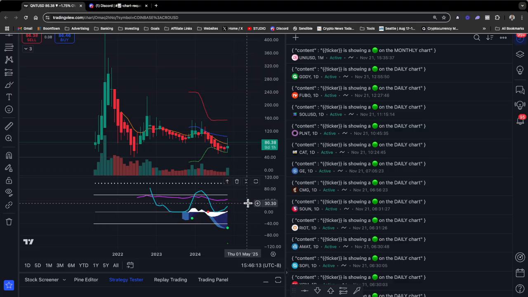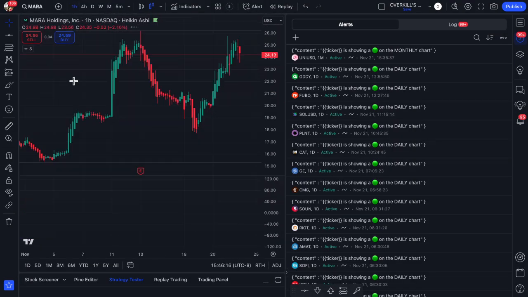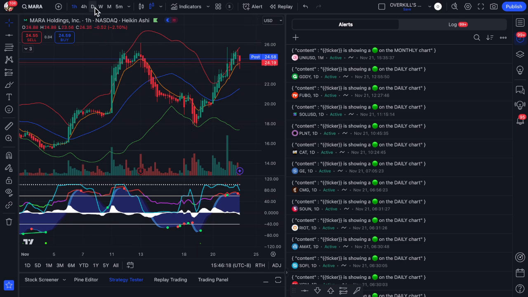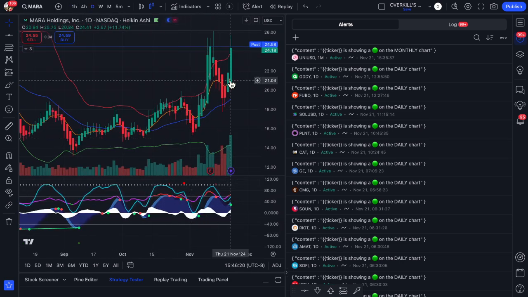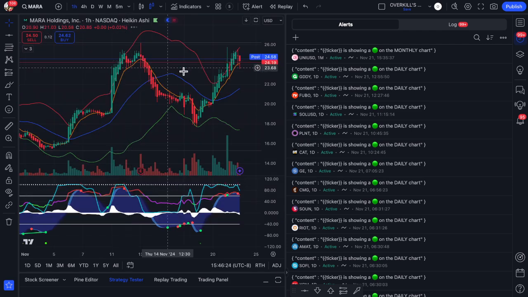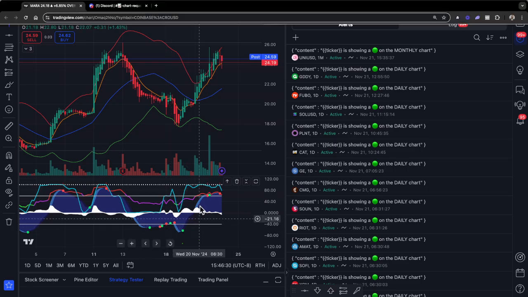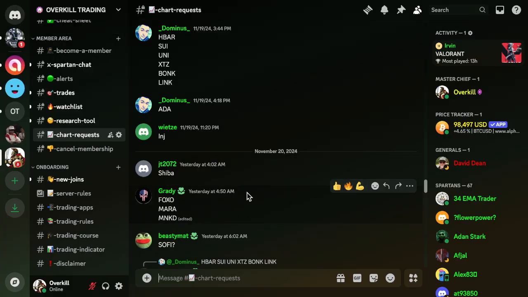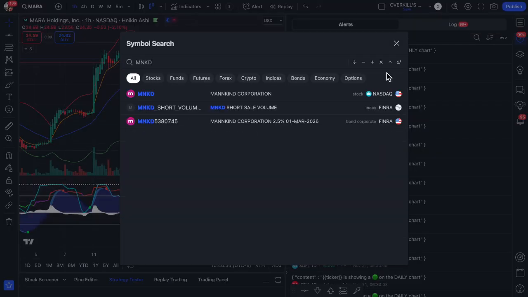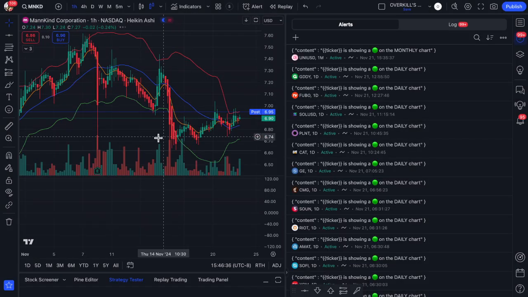So Mara, again, I would be waiting on the hourly here to pull back now that you got that confirmation. Again, it's up 12% today off the dot. Okay, doesn't necessarily mean buy up 12%. Wait for a little pullback. Wait for the wave or the stochastic RSI on the hourly to come back down here and give you a green dot. Okay, on the hourly there. MNKD, Mankind Corporation.